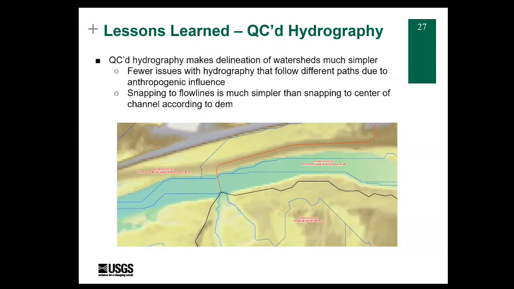Through this process, I was able to provide some level of QC'd hydrography and culverts back to New Hampshire for when they have the capacity to update and field verify the hydrography. This process really solidified the importance of using QC'd hydrography if that's going to be an input in your watershed creation process. QC'd hydrography alleviates issues caused by different flow paths due to anthropogenic influence.